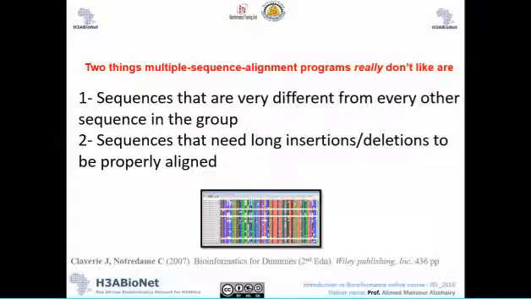Two things we have to keep in mind also. Programs that make multiple sequence alignments don't like sequences that are very different from each other, or sequences that need long insertions and deletions to be aligned. We always have to keep these two points in mind and avoid them to have properly aligned sequences.